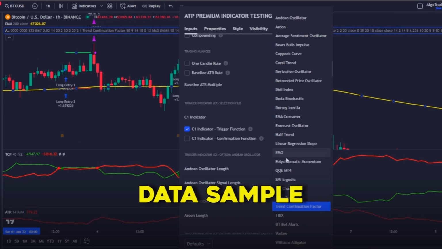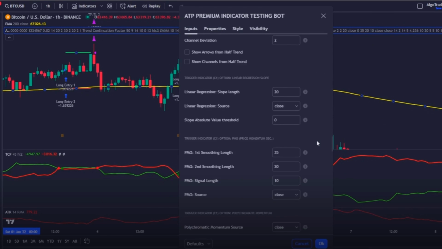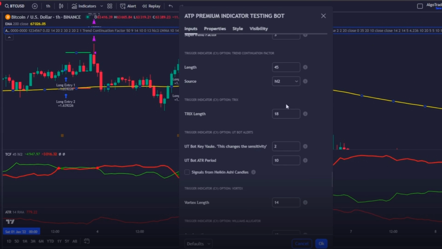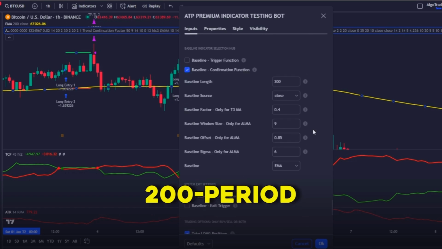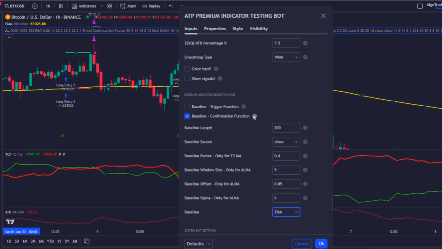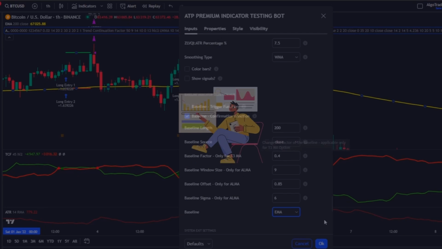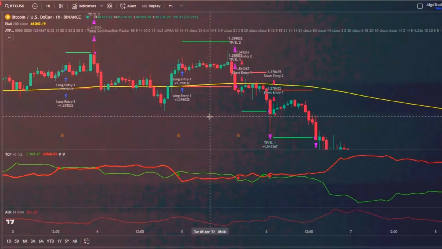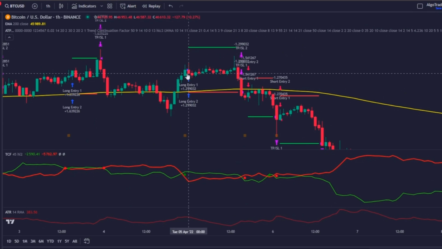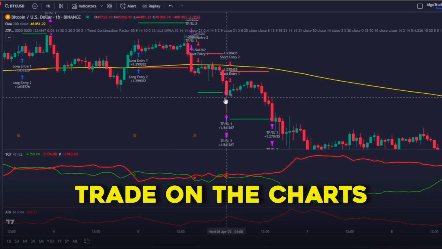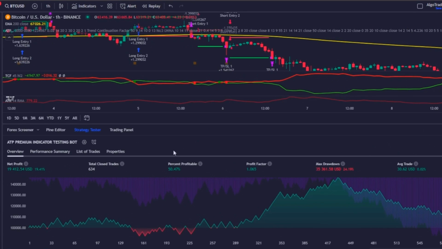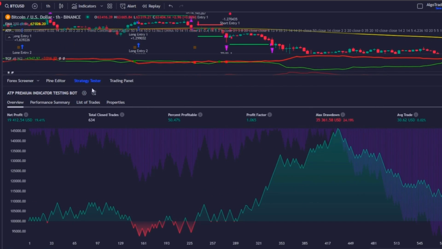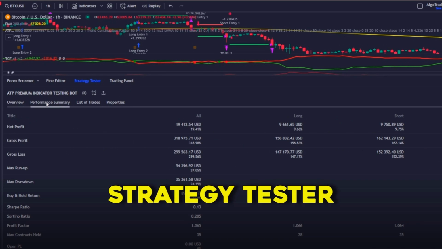After selecting the data sample, the risk management, the trend continuation factor with the settings I told you about, and the 200 period exponential moving average with the confirmation function, we are ready to start this big analysis. As you can see, the trading bot not only displays every valid trade on the charts, but also gives me the statistics about each asset I want to backtest down below on the strategy tester tab.